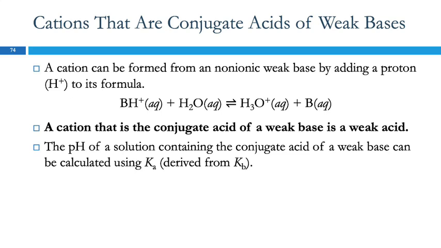So we have conjugate acid, conjugate base. If the acid is strong, the conjugate base is so weak it can't do anything. It doesn't act as a base. If we have a weak acid, the conjugate base is a weak base and it acts like a base. If we have a strong base, the conjugate acid is nothing. If we have a weak base, the conjugate acid acts like an acid. Does that make sense?